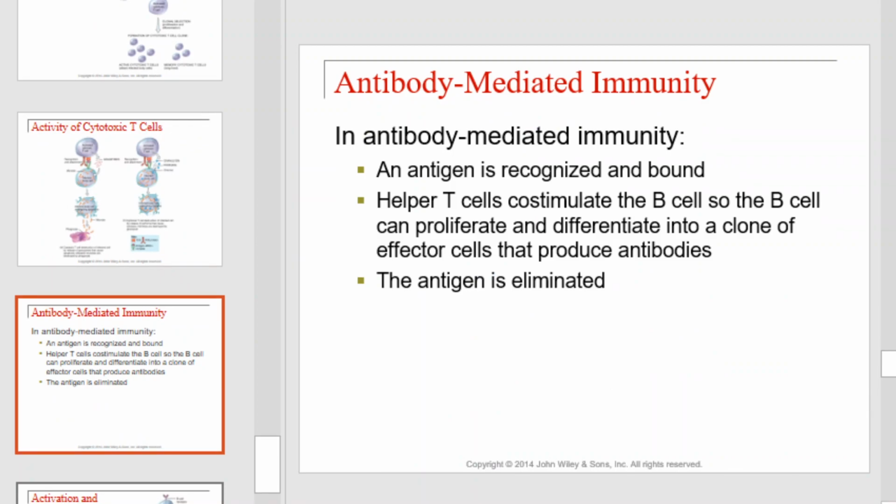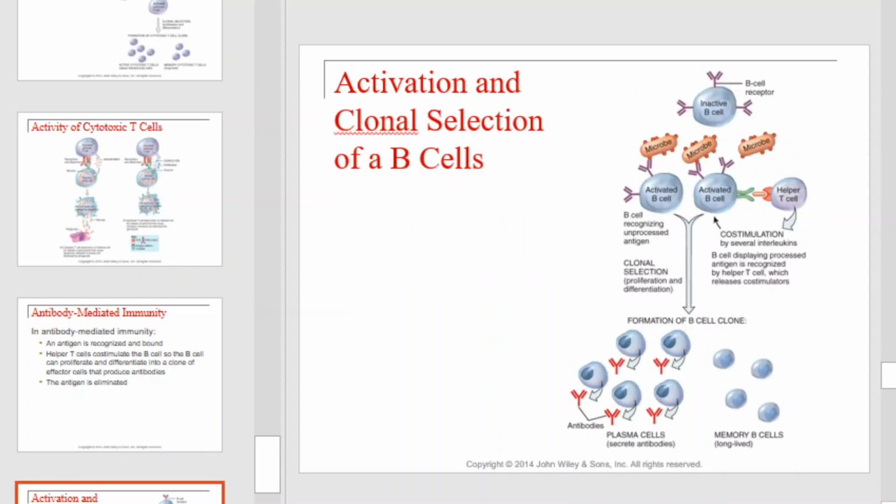Antibody-mediated immunity. In antibody-mediated immunity, an antigen is recognized and bound. Helper T cells co-stimulate the B cells so the B cells can proliferate and differentiate into a clone of effector cells that produce antibodies. The antigen will then be eliminated. This is an illustration of the activation and clonal selection of B cells.